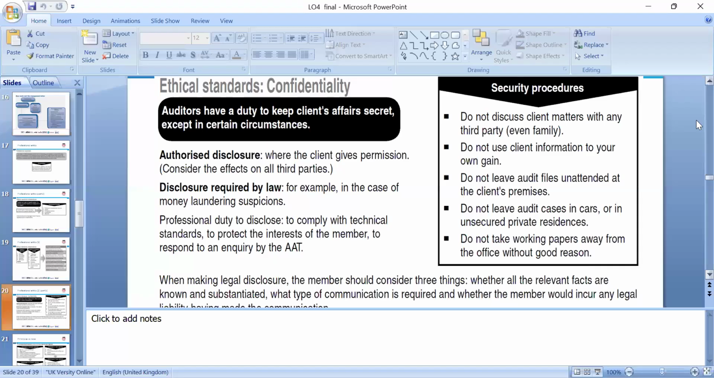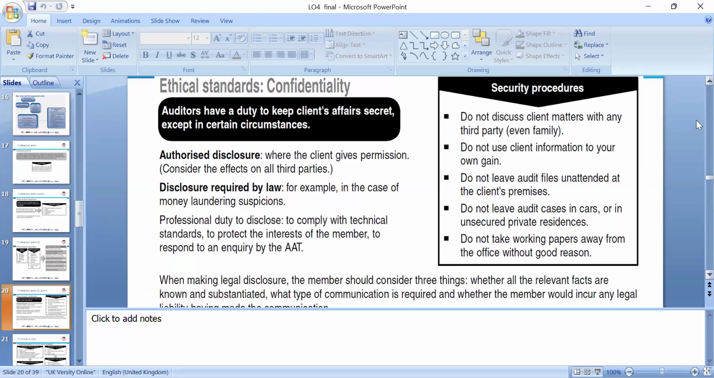So ethical standard: confidentiality. Members have a duty to keep the client's affairs secret, except in certain circumstances; the whistleblowing concept we can keep in mind, and disclosure authorized by law. Don't discuss client matters with any third party, don't use the client information for your own use, and don't leave the audit file unattended.